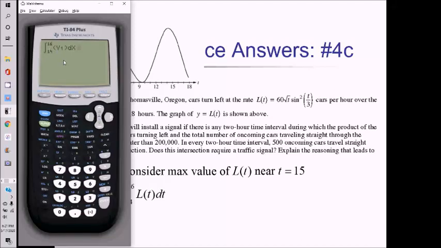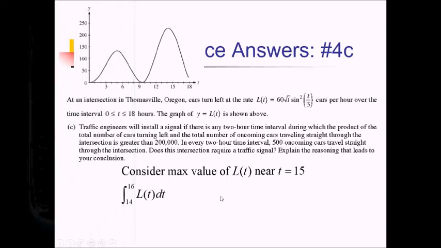Now remember I stored L of t as y1, and we put a dx in there, press enter, and that comes out to roughly 412. So we'll just round it off to the nearest car here. So we have 412 cars that are turning left during that time interval.